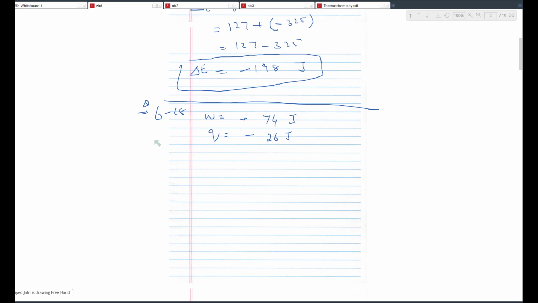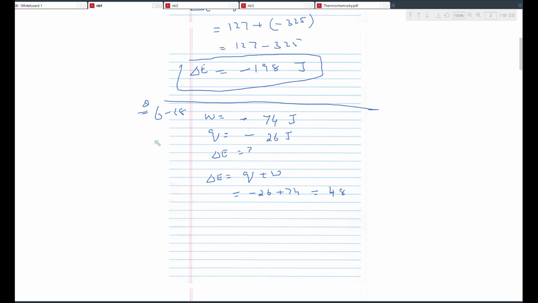Calculate the change in energy, delta E. We already know the formula. Delta E is equal to Q plus W. Plug in the values. Q is minus 26 plus 74, and we're getting 48 joules. So there is an increase in energy of 48 joules because it's a compression, not an expansion. Whenever there is a compression, something is coming into the system, so energy is increasing. It's clear?